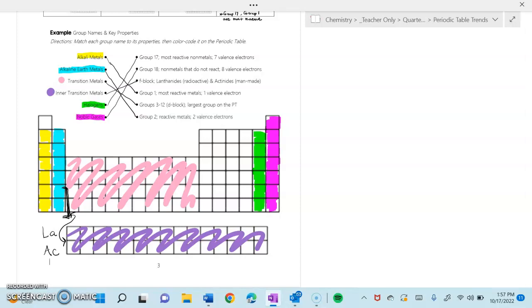All of the elements that are not colored in right now, they are considered either other nonmetals or other metals, depending on if they fall to the left or to the right of our stair-step line, and all of the things touching the stair-step line are metalloids.